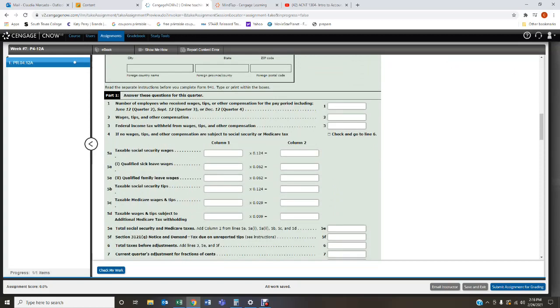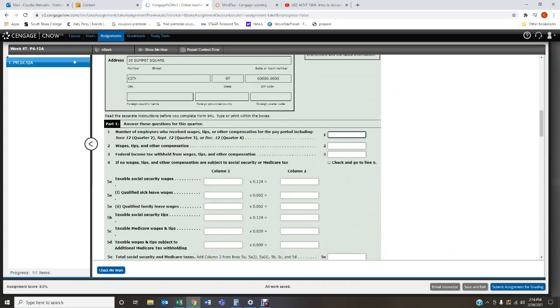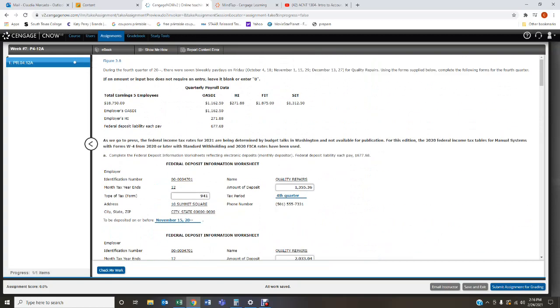The first question asks, how many employees do we have? According to the problem, it says that we have 5 employees. Okay. So we've got 5 employees. Number 2, wages, tips, and other compensation. In this particular problem, we didn't have any tips, but we did have wages. According to the problem, we had wages of $18,750. That is provided to you right there on the problem.